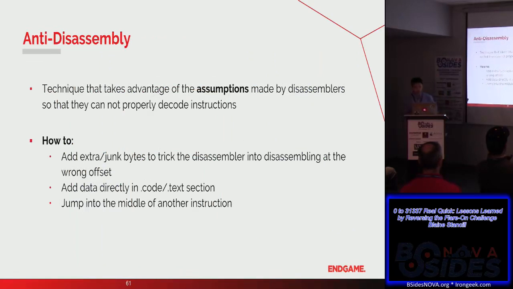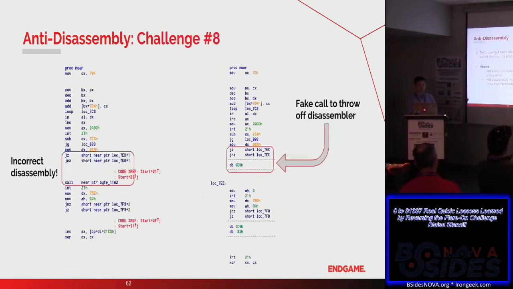Anti-disassembly is another trick that was employed by Challenge 8 that was designed to make reversing it more difficult. There are a couple of ways you can go about employing anti-disassembly. For example, you can add extra bytes to trick the disassembler into disassembling at the wrong offset, or you can add data directly into the code or text section where data isn't supposed to be, or you can jump into the middle of another instruction, which will also mess the disassembler up.